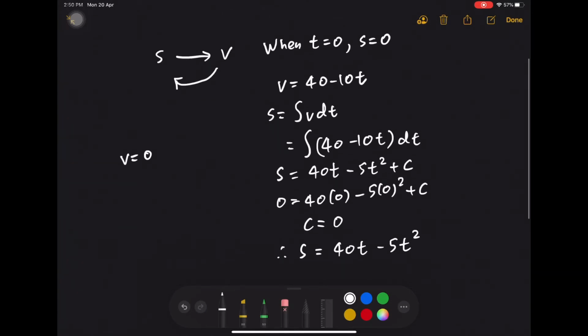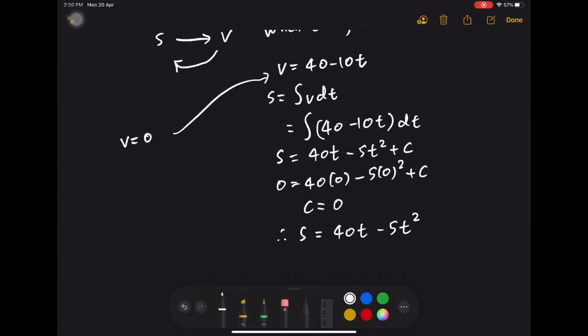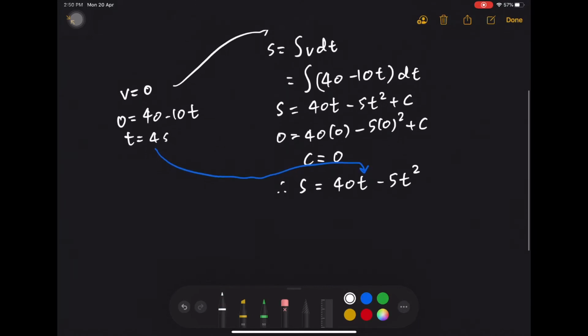We can put it in here to find time, because time is a constant variable that we can move around to my displacement equation. So we're going to put that inside. We have 0 equal to 40 minus 10t. We're going to solve for the time. You get 4 seconds. And once you get that, we're going to put it into our displacement equation. At 4 seconds, the stone will reach the maximum height.